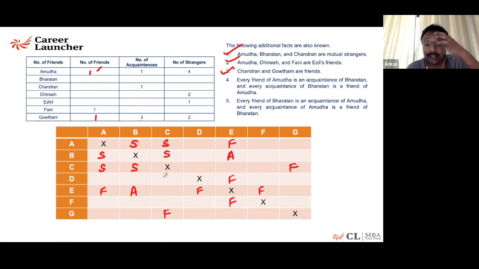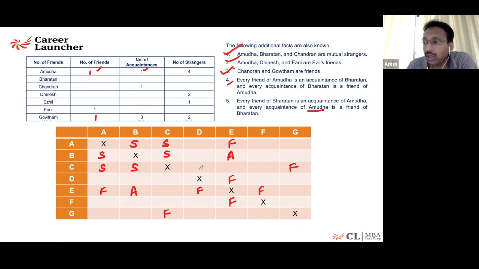I don't know who else is an acquaintance, but we have only 1 acquaintance for Amuda. I got 1 friend of Amuda, and 1 acquaintance. Similarly, I have got every friend of Bharatan is an acquaintance of Amuda, and every acquaintance of Amuda is a friend of Bharatan. We still have to wait to figure out who is the person. We don't get anything out of this yet. What else can I really get?